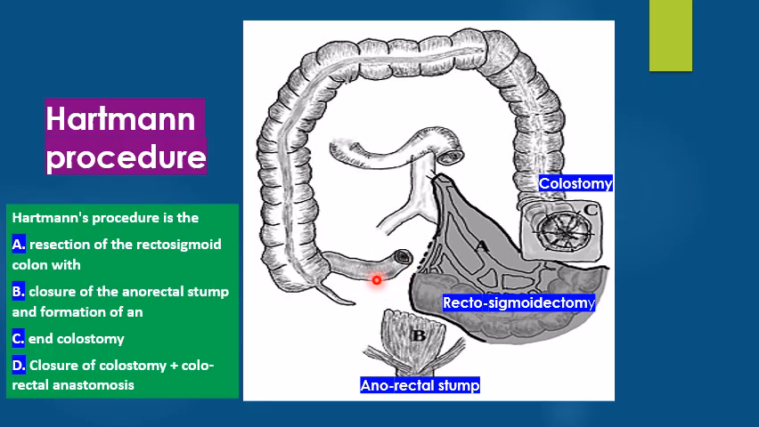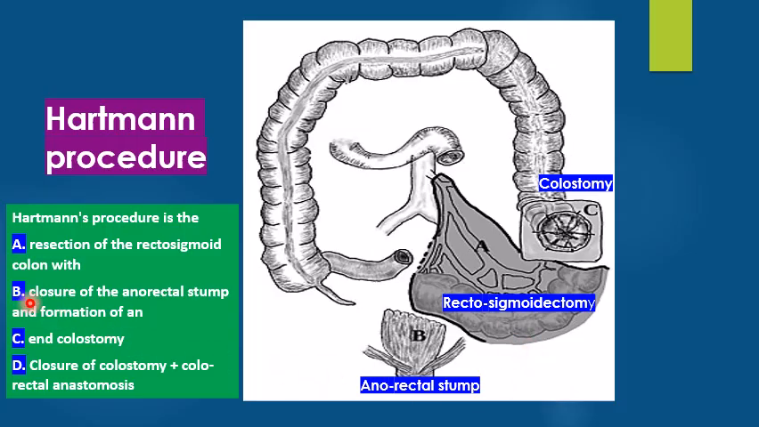As shown in this diagram here, Hartmann's procedure has 4 steps. First one is resection of the rectosigmoid colon. See, the rectosigmoid colon is removed. This is step A, where this segment of the colon with the mesentery is removed. So the bleeding segment of the colon is removed.